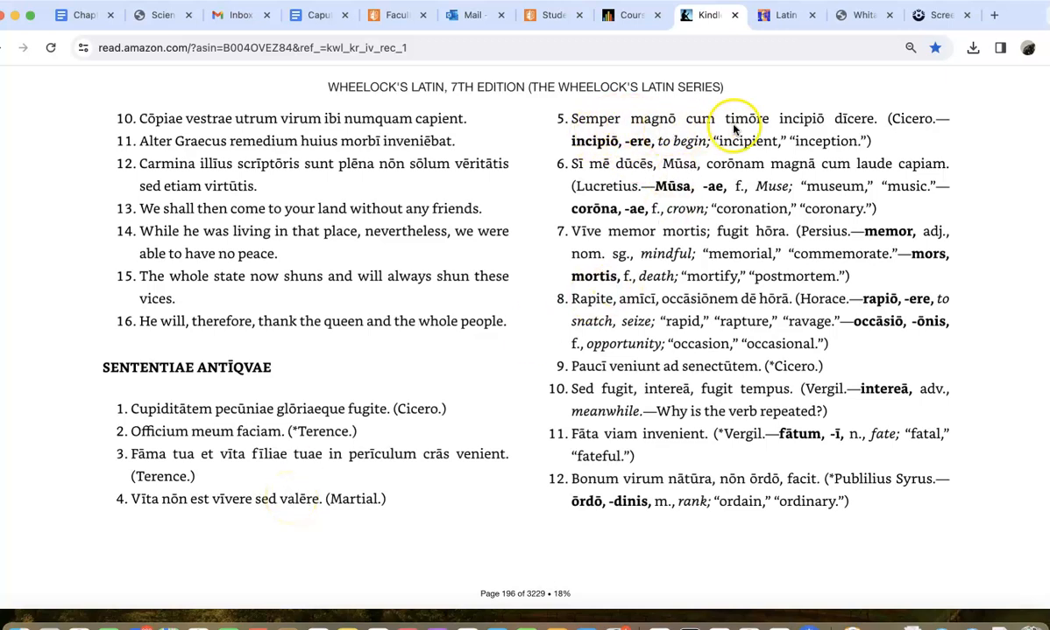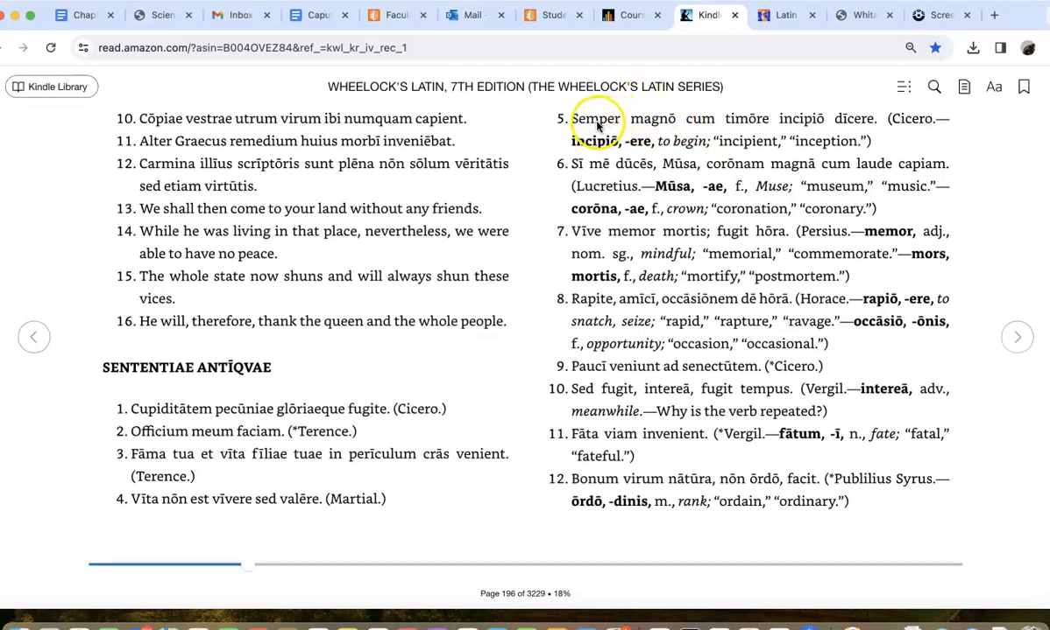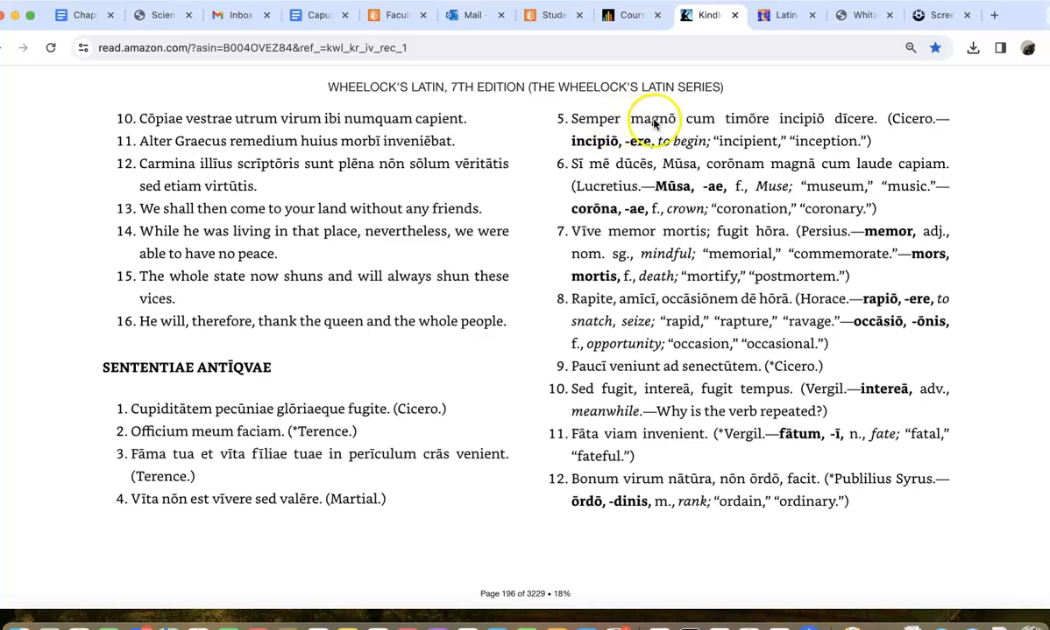Quinque, semper magno cum timore incipio dicere. So here's the great Roman statesman and rhetorician Cicero. Even he got nervous, apparently, speaking before large crowds. So once again, you probably are going to have something like this: always great with fear, I begin to speak.